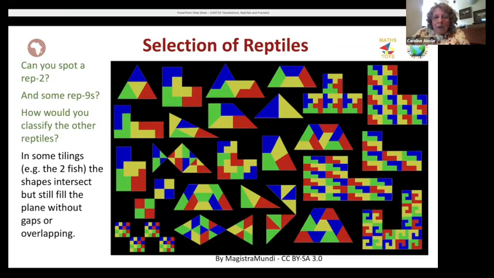Oh my word. Okay, so over here, we can do some spotting. Can you spot a rep 2? Which ones are rep 2, which ones are rep 3, rep 4? What about rep 9s? What have we got here? We've got a shape that's like an L shape made of lots of little ones, but actually, what are they?